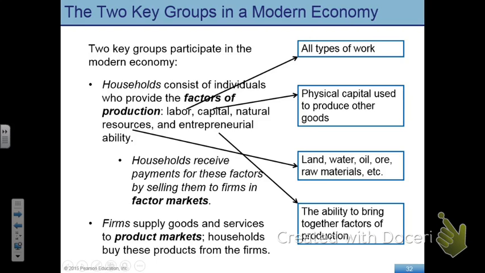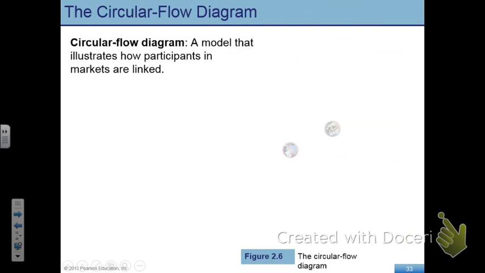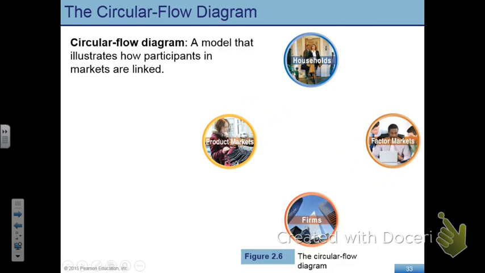Okay, so this is my circle. I think this is where we stopped last time, so this is fine. Our circular flow diagram is actually a visualization of the interrelationship between these four elements in our economy: two markets and two participants.